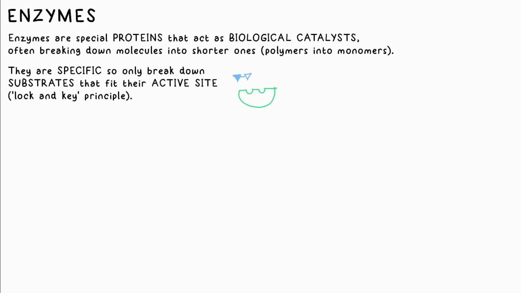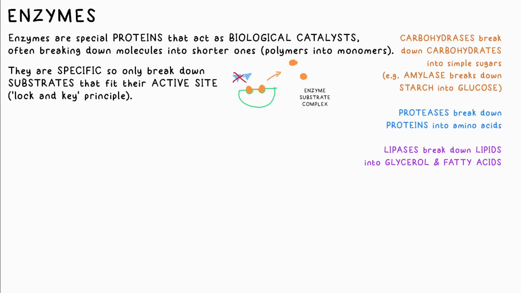Enzymes are specific, that is, they only break down certain molecules. For example, carbohydrases break down carbohydrates into simple sugars. Amylase is one of these. Proteases break down proteins into amino acids, and lipases break down lipids, that's fats, into glycerol and fatty acids.